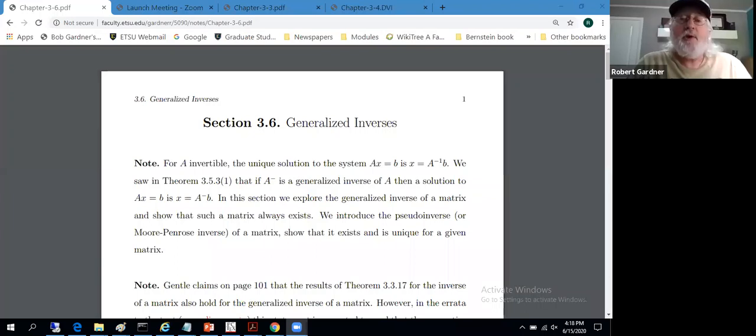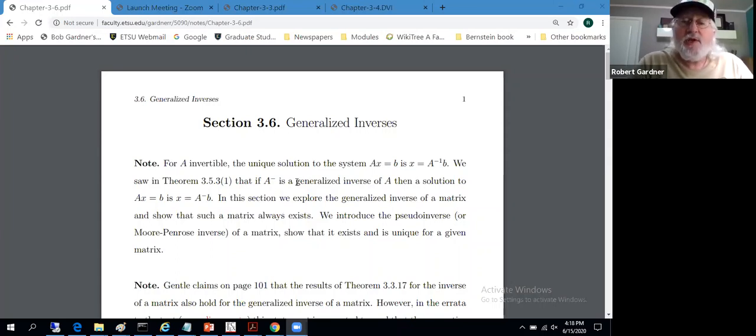Now for 3.6, generalized inverses. Okay, we'll clean up some of the stuff we had from the previous section as well. Actually, we'll consider generalized inverses and something called a pseudo inverse. Okay, so where we left off in the last section is we've got some properties of generalized inverses.